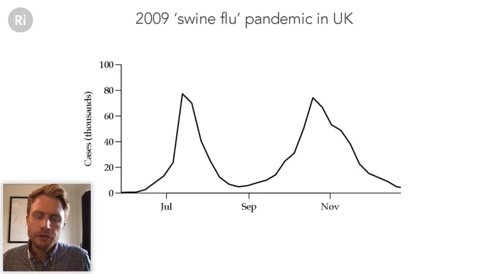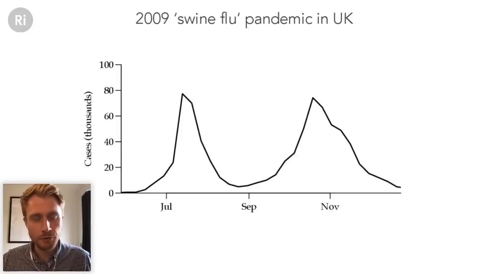But what's driving that pattern? What are the underlying features of transmission that are giving us this outbreak? And perhaps, as you've already spotted looking at this, there's one very obvious thing that would explain why you might get a lull in the summer for a flu pandemic.